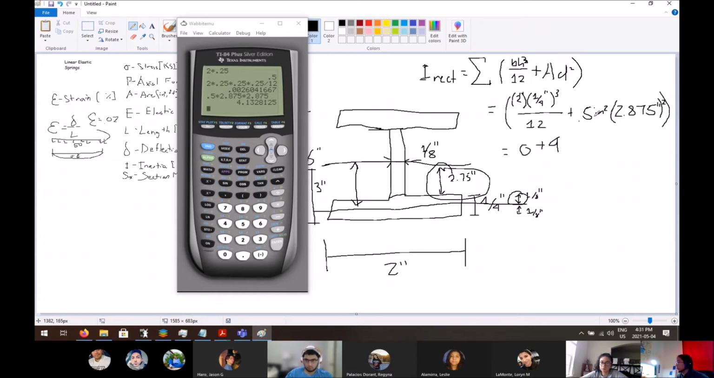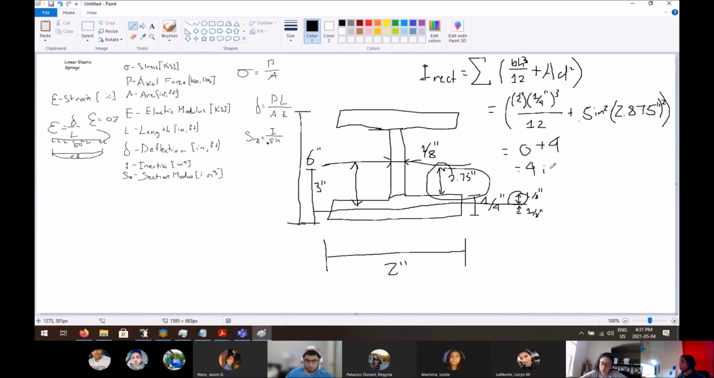Obviously you still have the area, which is a pretty significant player, but components of the area are also taken into consideration here. So it's really interesting seeing that a majority of the work comes from distance over here, right? We have 4 inches to the 4th right here for this flange. And I don't want to do all the work, so this one is also 4 inches because symmetry is fun.